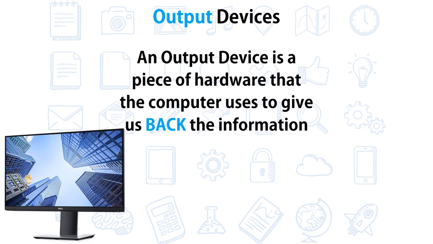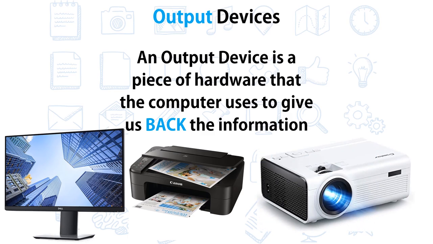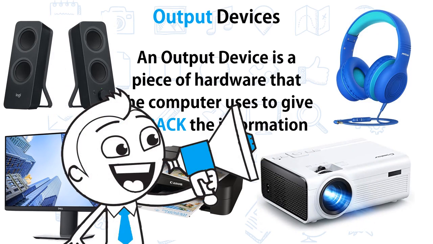So the result of our typing on the keyboard and the moving of our mouse is seen on the screen. So the computer is giving us back the information through the screen, and this is why it is called an output device. The printer is an output device, the projector and the speakers and headphones are also output devices.